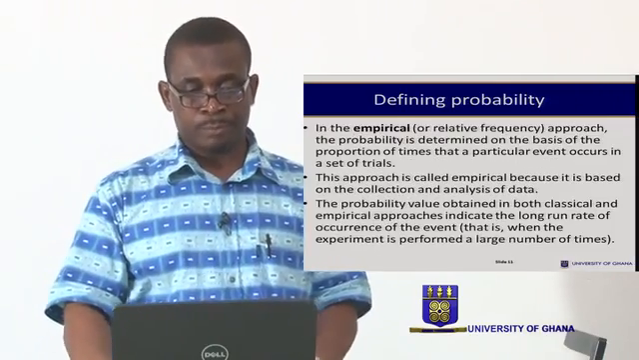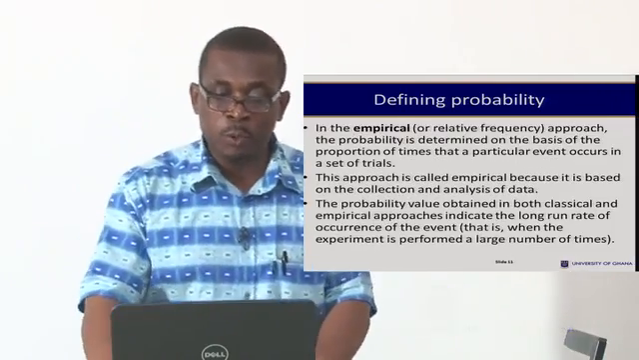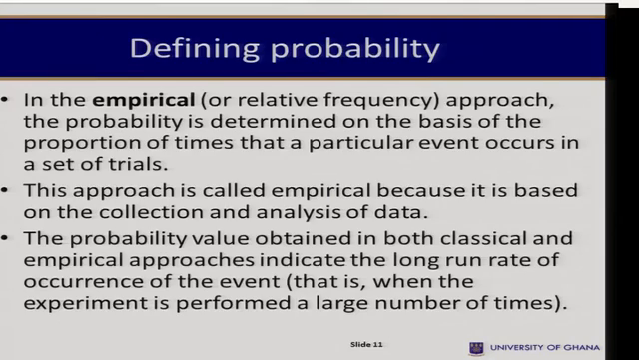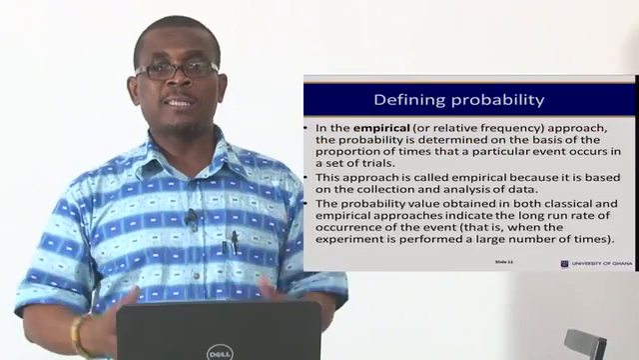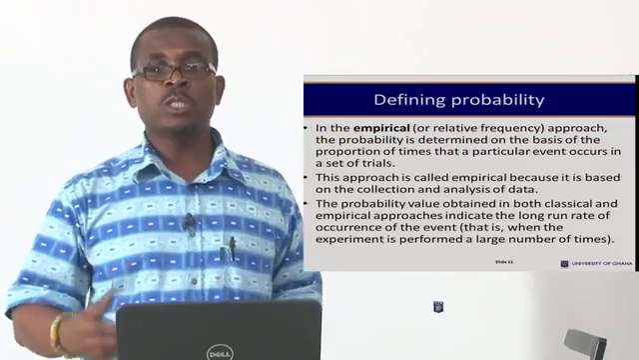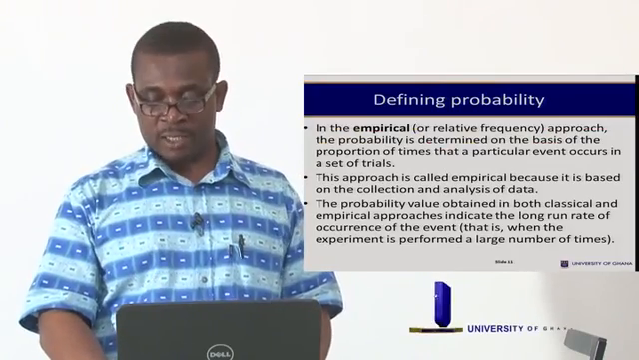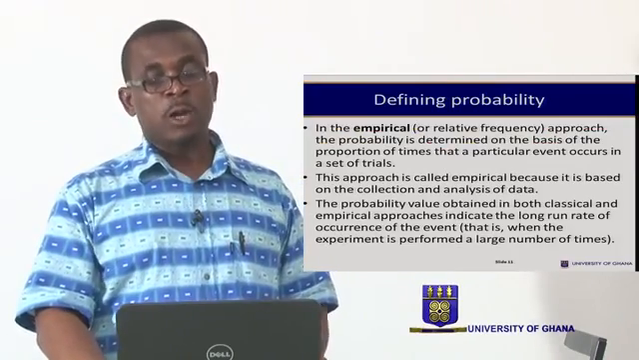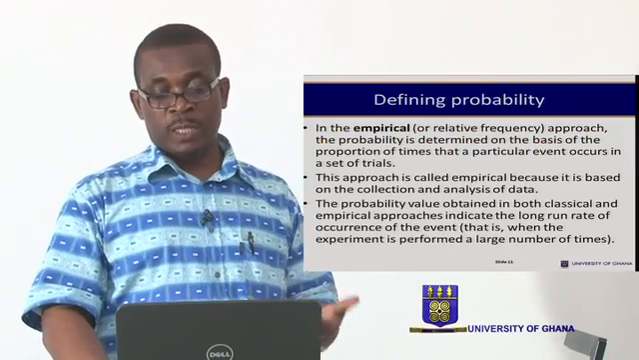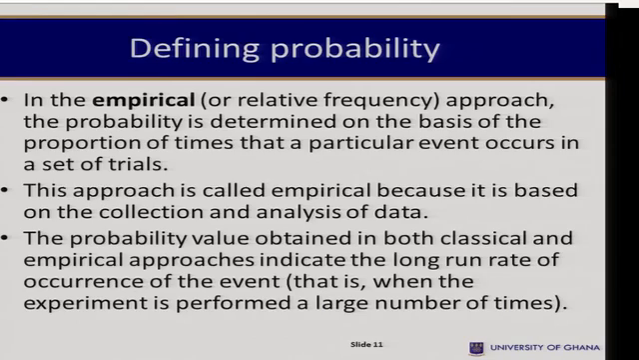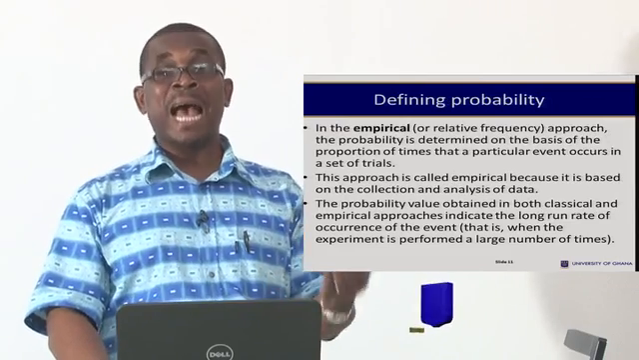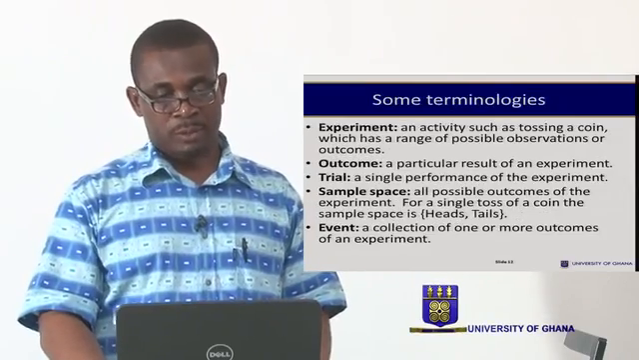But the empirical approach, or what is also termed the relative frequency approach, is based on analyzing empirical data. So you collect data and then compute the probability of an event occurring. Now, normally the probability value is obtained as the long run rate of occurrence of the event. In other words, when the experiment is performed a large number of times.